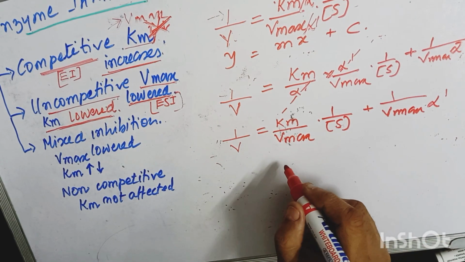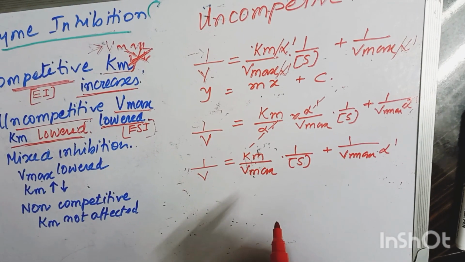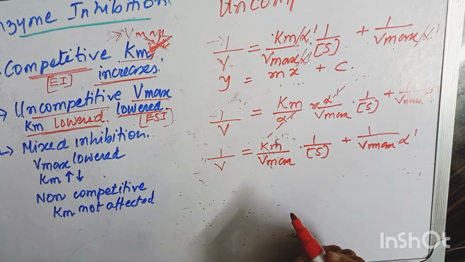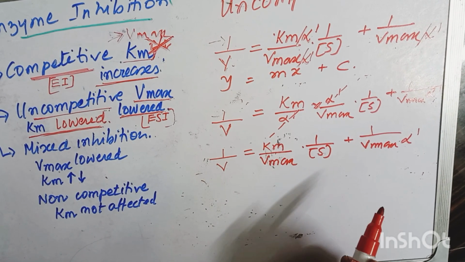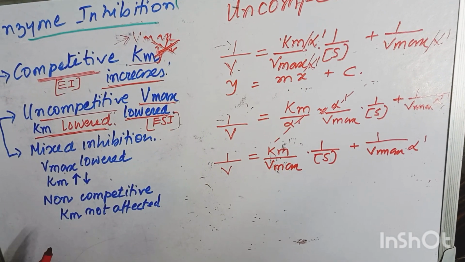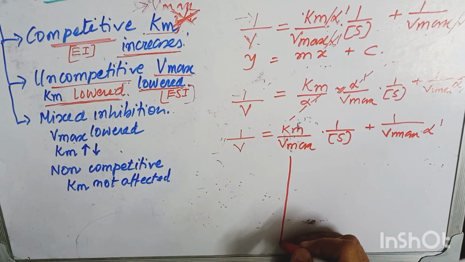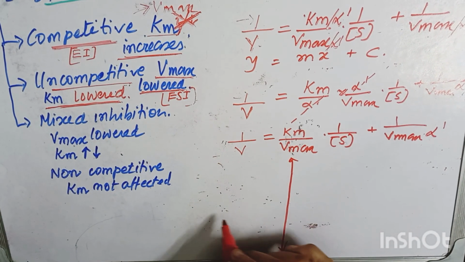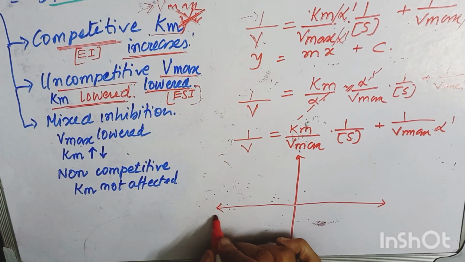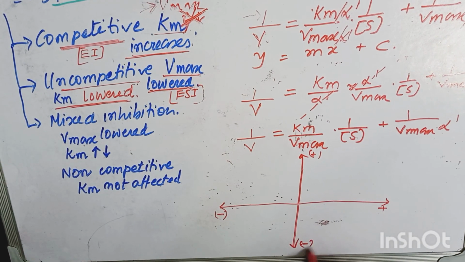Now if we get to the double reciprocal plots, the x axis, y axis, what happens after this treatment, that I will show you for uncompetitive inhibition. Suppose I plot this out. So I draw the y axis, then I now draw the x axis. This is negative x, positive y, negative y.